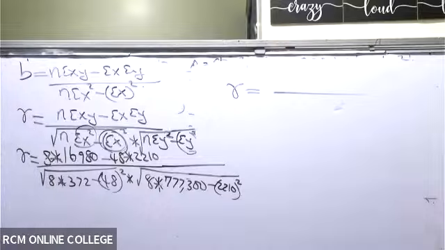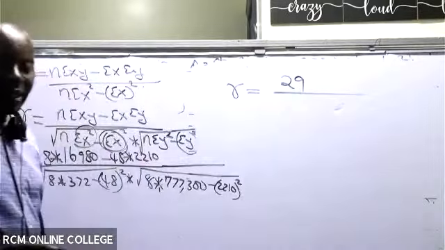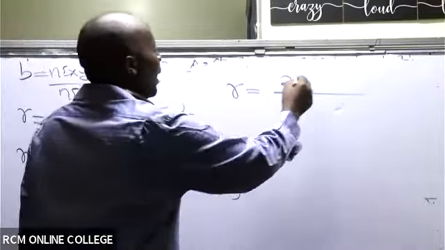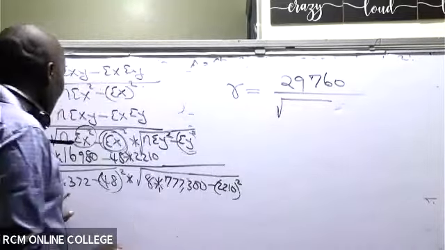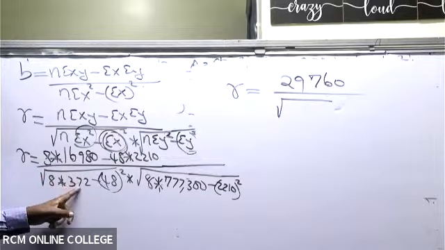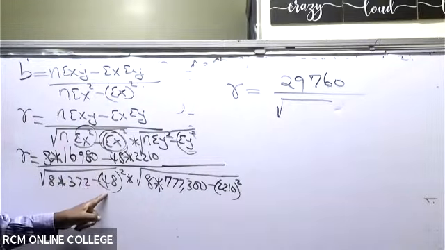So they have confirmed that the numerator is 29,760. 29,760 divided by, is there somebody who is able to give me what we have under the square root here? 8 times 372 minus 48 squared. Just that.